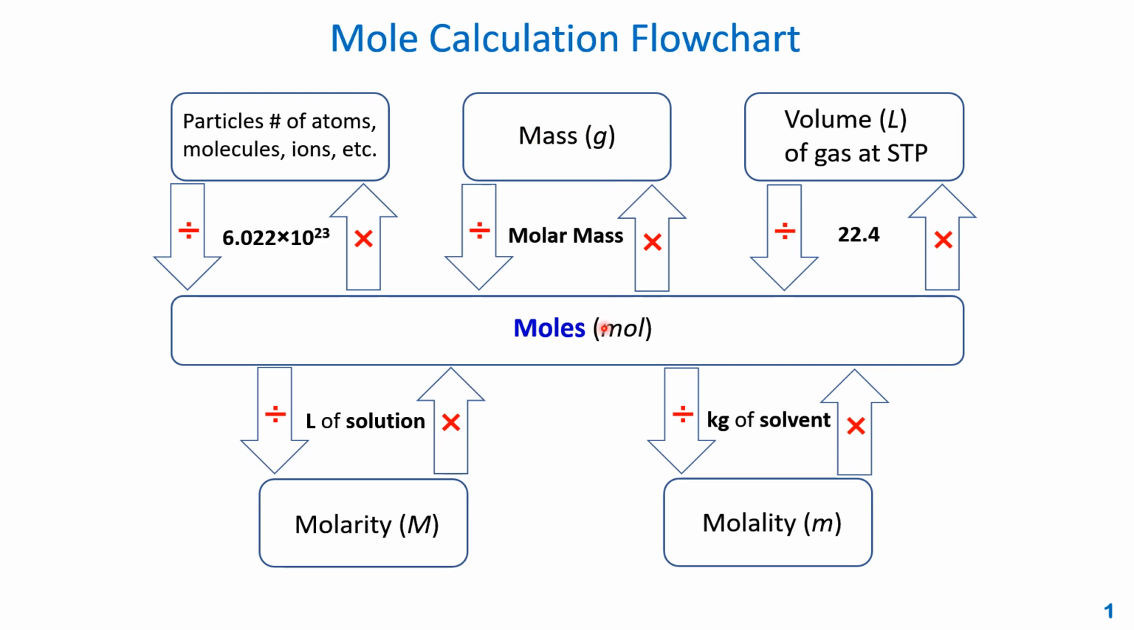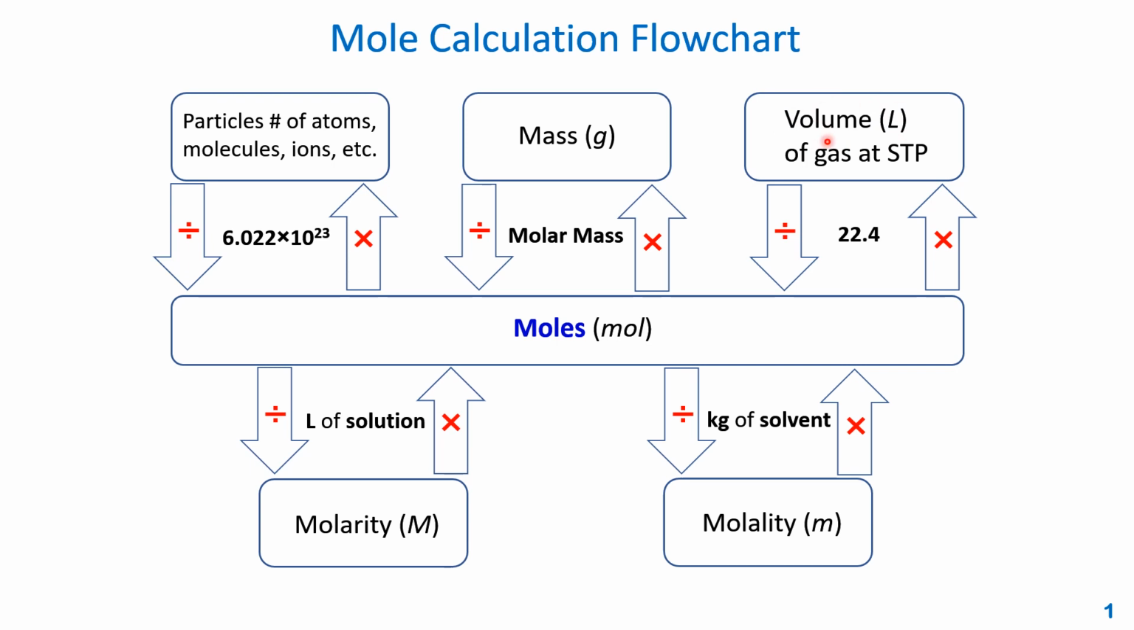Now, mass. Mass can be calculated by the moles times the molar mass, if you know the moles. Molar mass is calculated based on the formula. If you know the mass and you want to calculate moles, that's mass over molar mass, mass divided by molar mass.